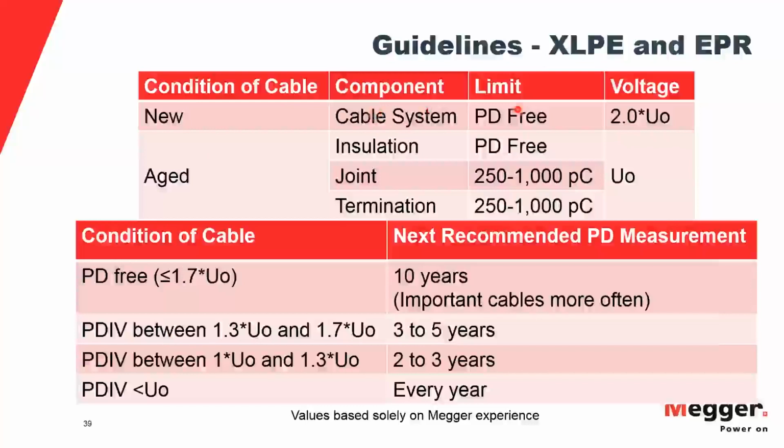Some guidelines then: if the cable is PD free up to 1.7 times voltage, we might be able to push our next recommended test off until maybe 10 years. If it's an important cable, you might want to do it more often than that, but cables that are PD free are generally in very good condition. For PD between 1.3 and 1.7, maybe we do that every 3 to 5 years, depending on the criticality of the cable. And you can see that as the PD inception voltage gets lower and lower, our test frequency gets more and more frequent.